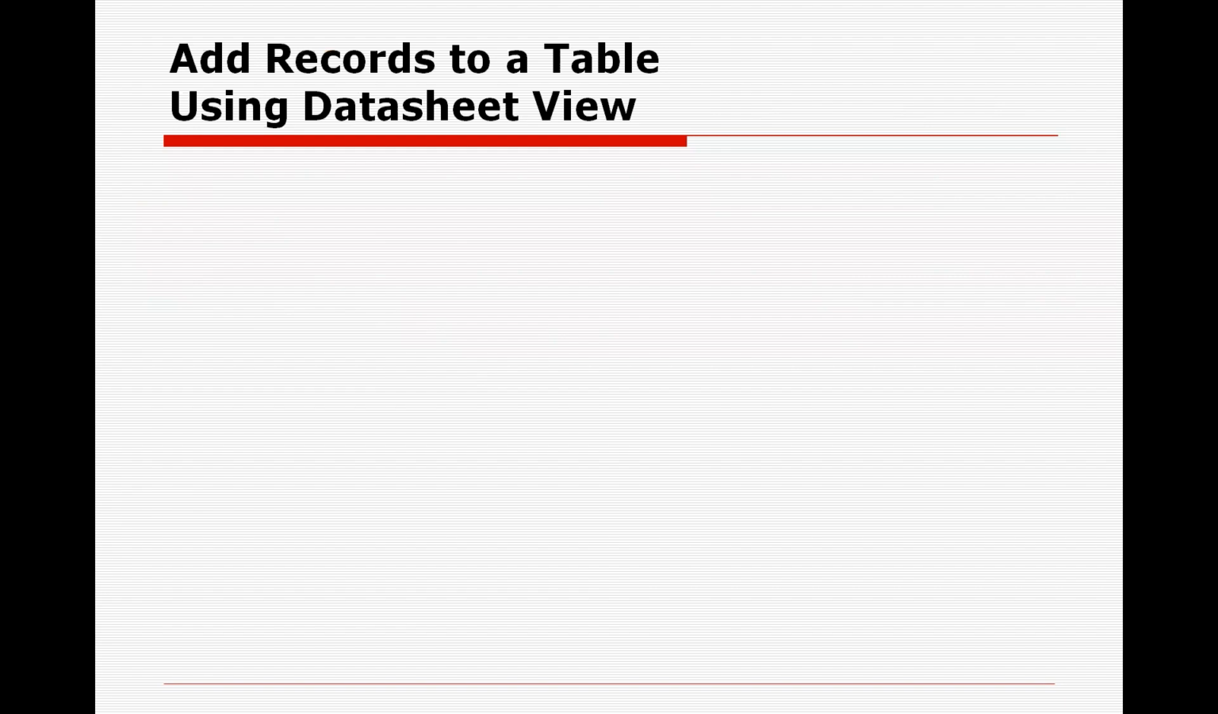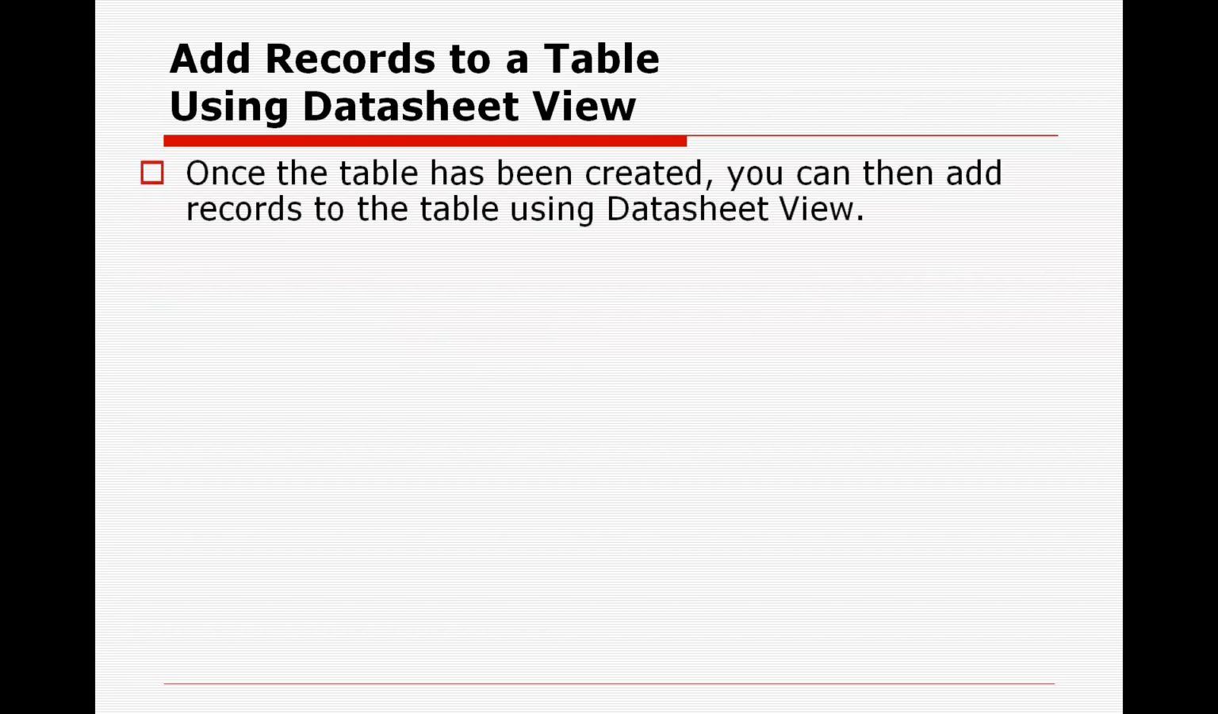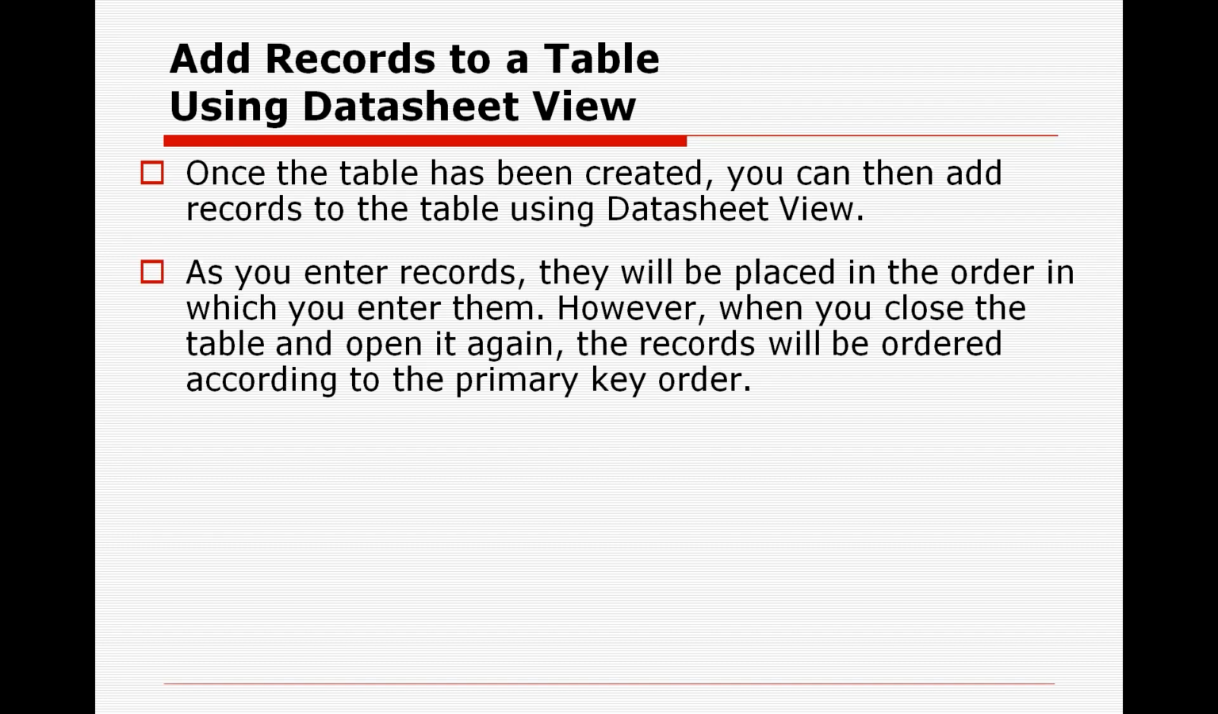Add records to a table using Datasheet View. That is one way to insert data, using the table Datasheet View. And you have another way to insert data, that is a form, right? You can create a form, then you can insert data using the form, right? We can discuss other objects later, right? As you enter records, they will be placed in the order in which you enter them, right? First record, second record, third record, like that, right?